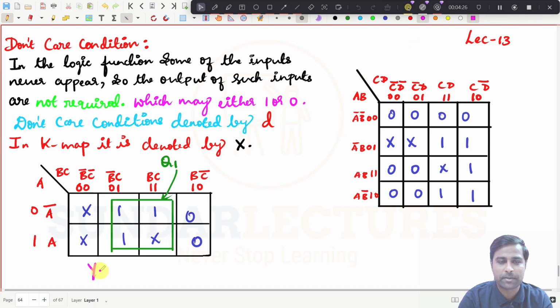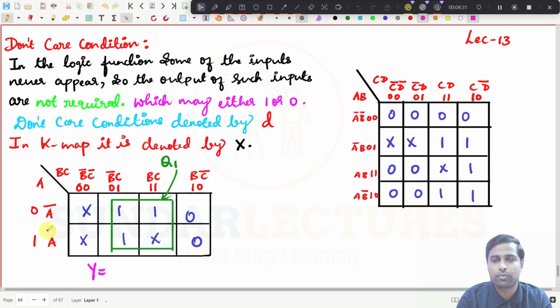So what is the output expression? Y is equal to... I don't need to see these two because there are no common terms. What is the common term? It is C. That's all. This is the final answer. Try to understand.